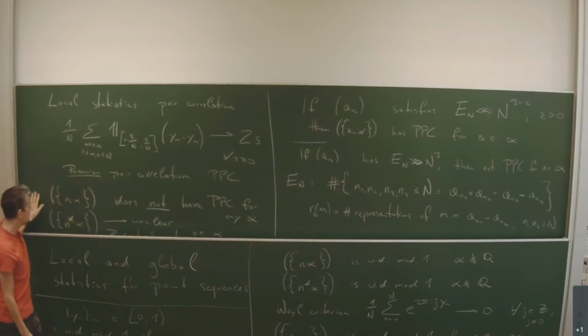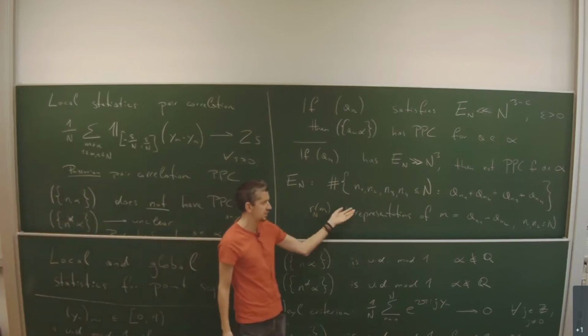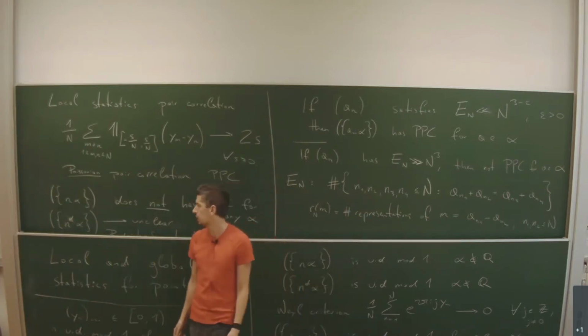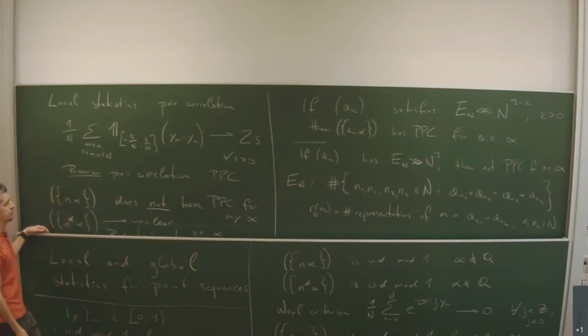And for these other sequences, for these polynomials, it's also known, so the number of representations of integers as differences of polynomials, this is quite well understood. The additive energy is almost of smallest possible order if the degree here is 2 or more. So the additive energy is very small. We can apply the first criterion over there. We do get Poissonian percolation for almost all alpha.